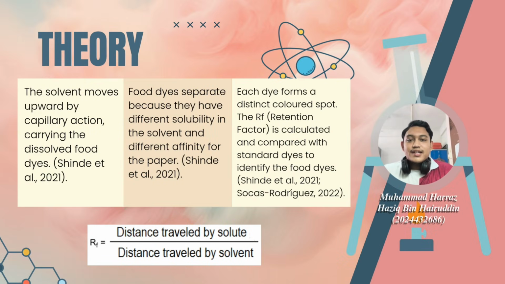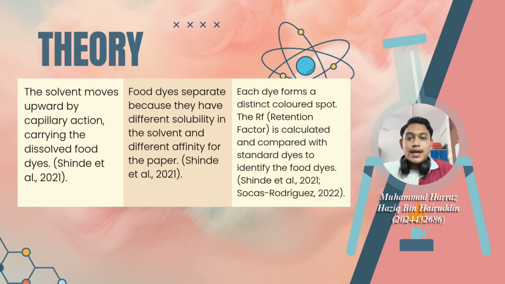The stationary phase is the chromatography paper, while the mobile phase is the solvent. First, the food dyes are extracted from the sugar-coated candy and applied as a small spot on the chromatography paper. When the paper is placed in the solvent, the solvent rises through the paper by capillary action and carries the dissolved food dye. Each dye travels at a different rate because it has a different solubility in the solvent and different affinity for the chromatography paper. Dyes that are more soluble in the solvent and less attracted to the paper travel further, whereas dyes that are less soluble or more strongly attracted to the paper travel a shorter distance. As a result, the mixture separates into distinct color spots.